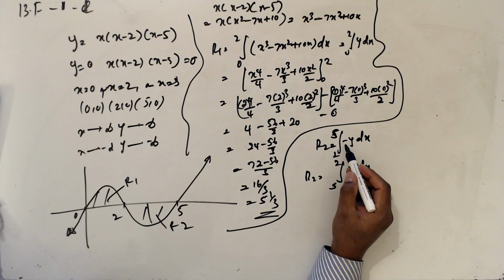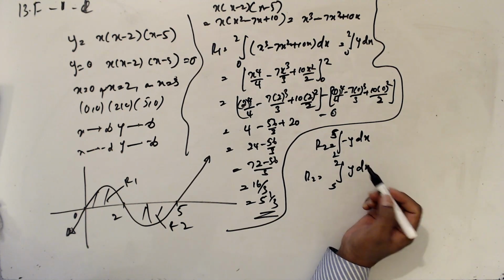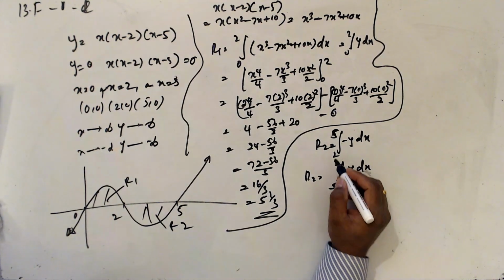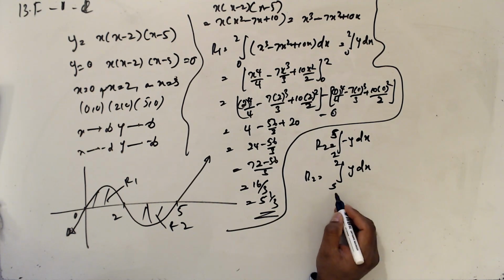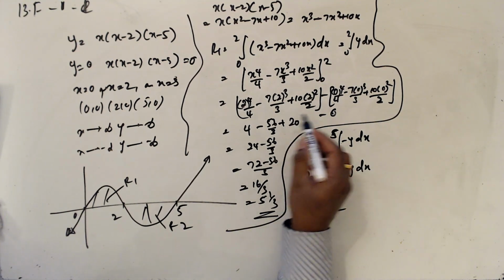If you don't put the minus here, what will happen? Then you will get a negative answer, and then you have to take the positive value. That's all. Now from here you will get a positive answer straight. So from 2 to 5, R2 equals, I will write the final version.